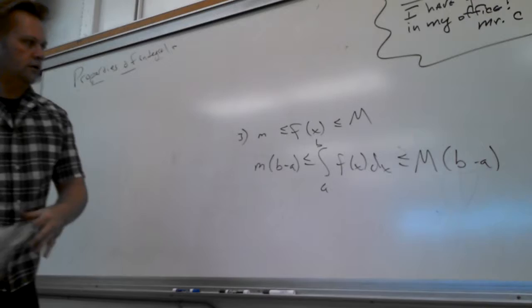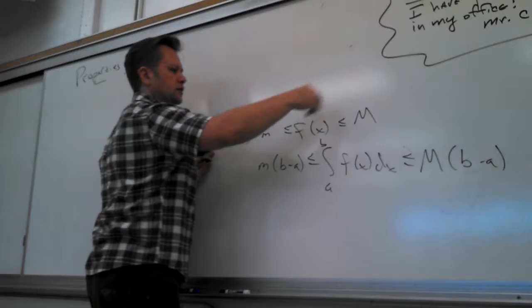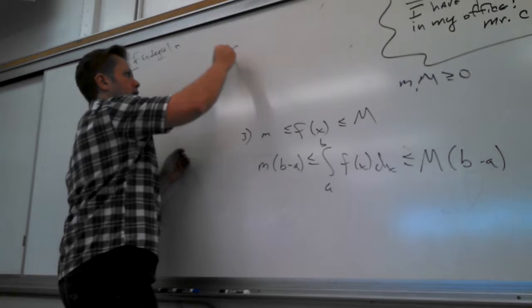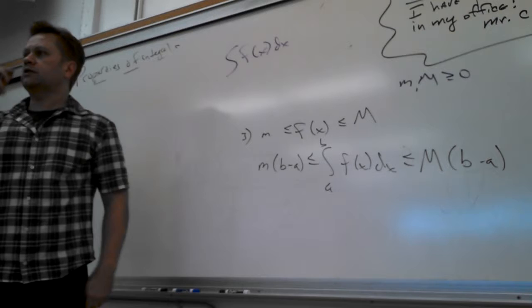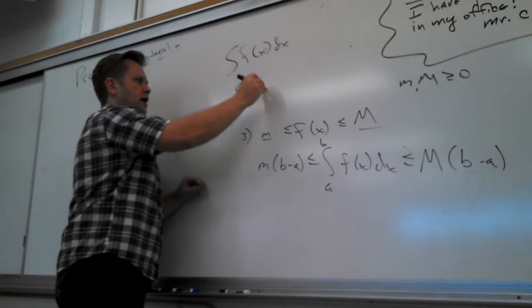What's the absolute biggest that the integral of f could be? Let's assume that m and M are both bigger than zero, just to make it easier to talk about. What's the biggest f can be? Big M. You have to be very specific. So the biggest f could be is big M. And what's the integral of big M from a to b?